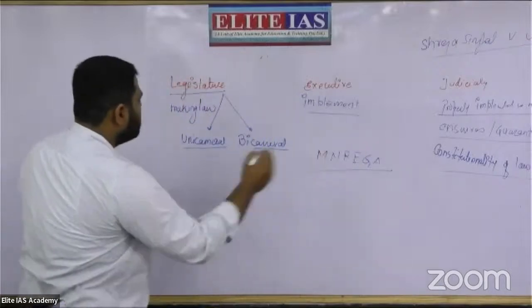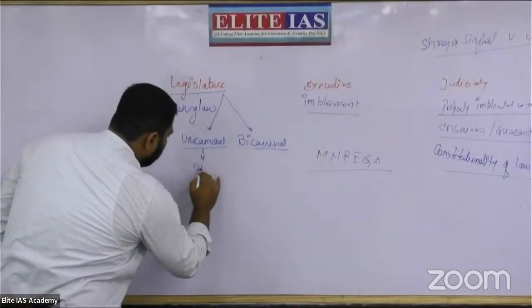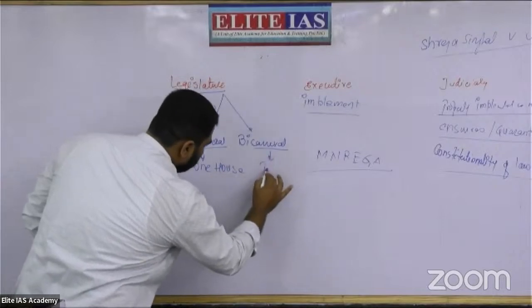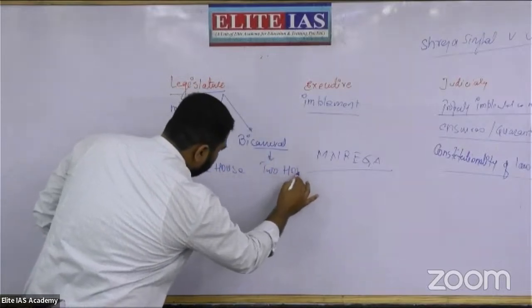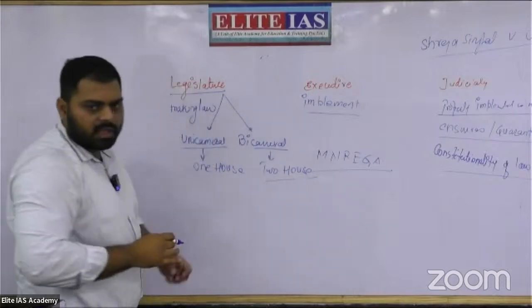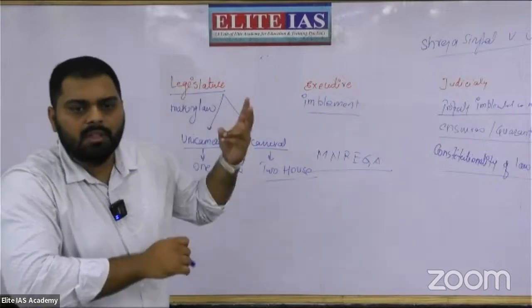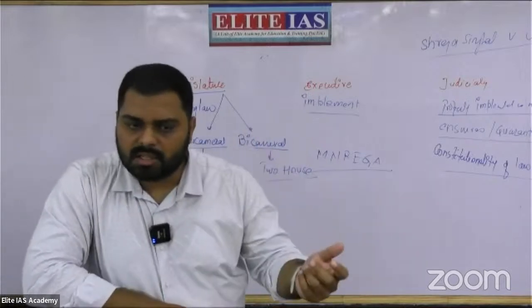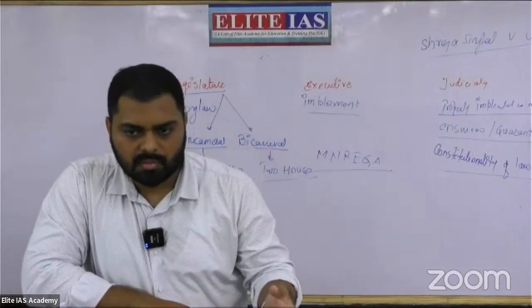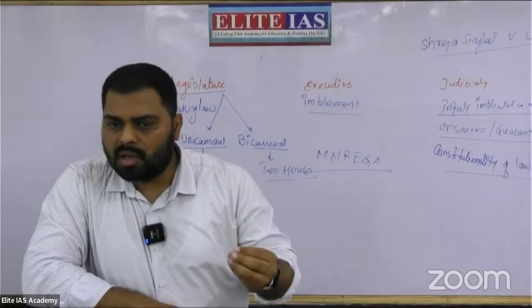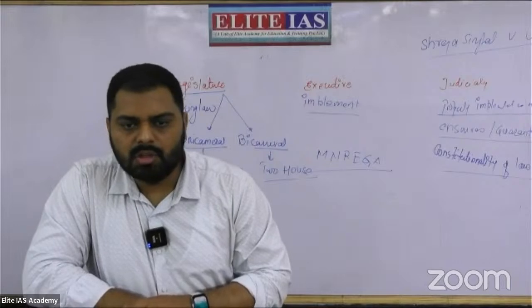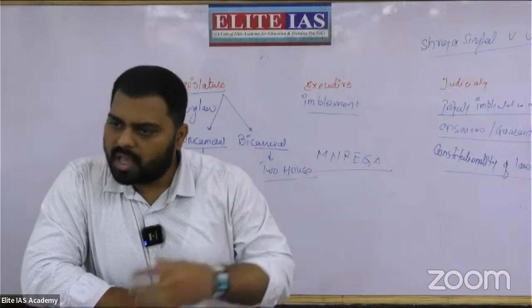अब वो होता क्या है, राइट? उसको समझने के लिए यूनिकैमरलिज्म मीनिंग वन हाउस एंड बाइकैमरलिज्म मीनिंग टू हाउसेस. क्या बाइकैमरलिज्म में टू से ज्यादा हाउसेस हो सकते हैं? नहीं हो सकते. बाई मीन्स टू. If any legislature is having more than two houses, that will be multicameralism. Generally, आप पूरी दुनिया में देखोगे, either they have unicameralism or they have bicameralism. In United States also, they have bicameralism.